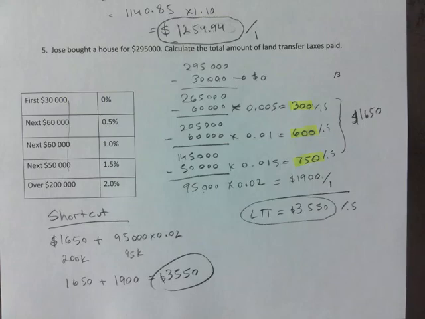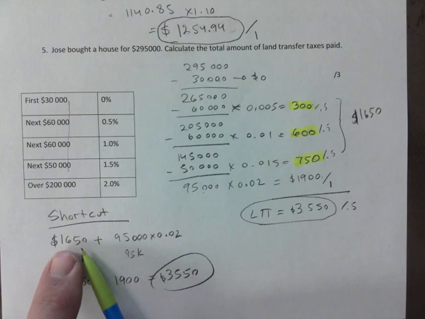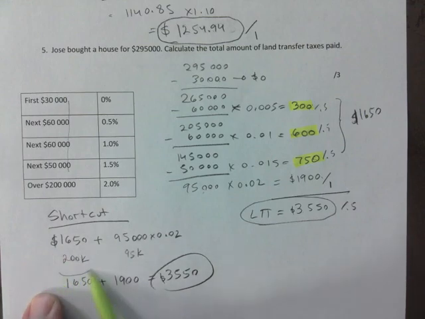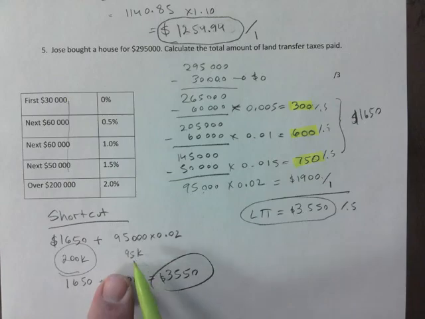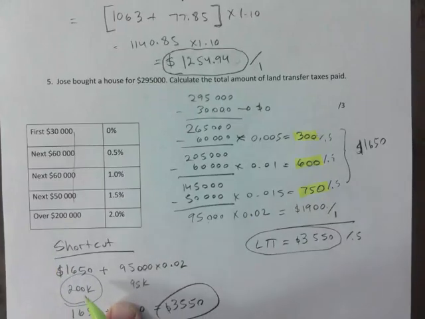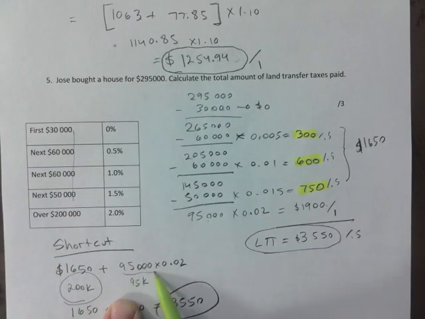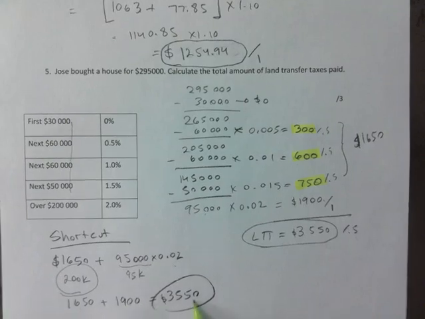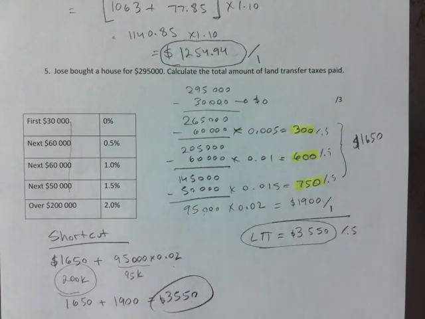Okay, so if a house is over 200,000, you can break this up: 1650 is going to be paid for the first 200,000 of value, and then you subtract 200,000 from the value of the house to see how much you're over by, and just give that a 2% flat rate. And you add it onto the 1650, and then you get your land transfer tax.